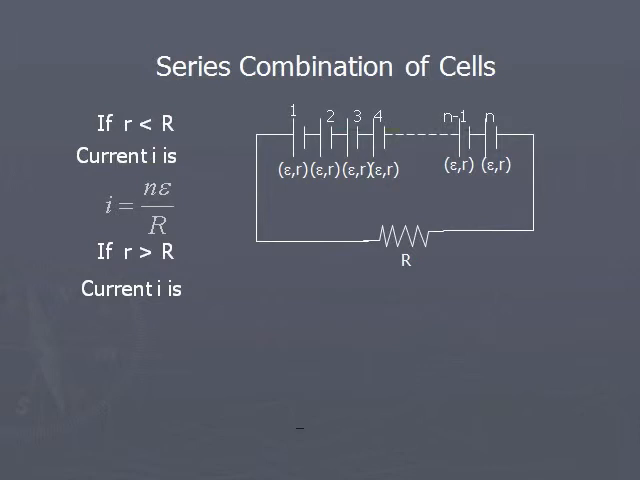If external resistance is negligible compared to the internal resistance, then the current will be equal to I is equal to E by r, that is the current due to a single cell with a resistance small r. So if external resistance is negligible, the current will be equal to the current due to a single cell. When the internal resistance is negligible, then the current will be n times the current due to a single cell.